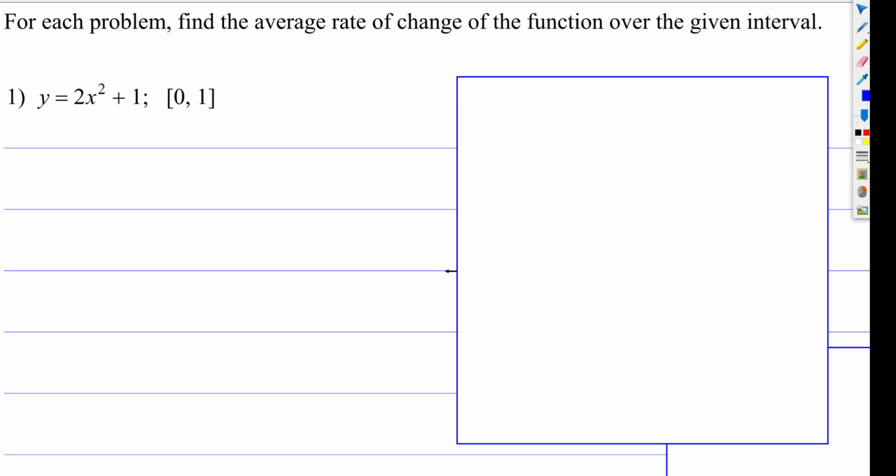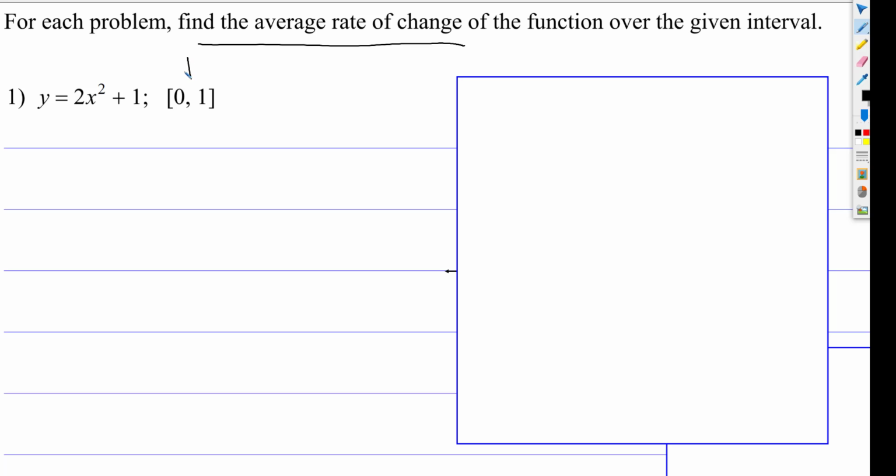Okay, we're shifting from limits for a little bit, and now we're going to talk about something that you should all be familiar with. Find the average rate of change. Well, the average rate of change is just slope. Remember, y2 subtract y1 over x2 subtract x1. But in order to do that, you need to know the two x's, and you need to know the two y's.